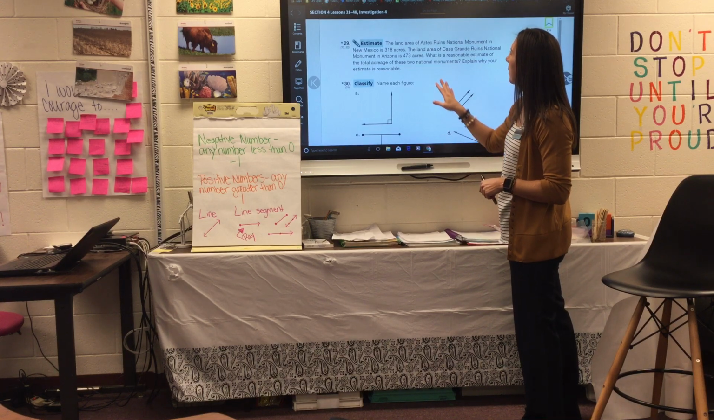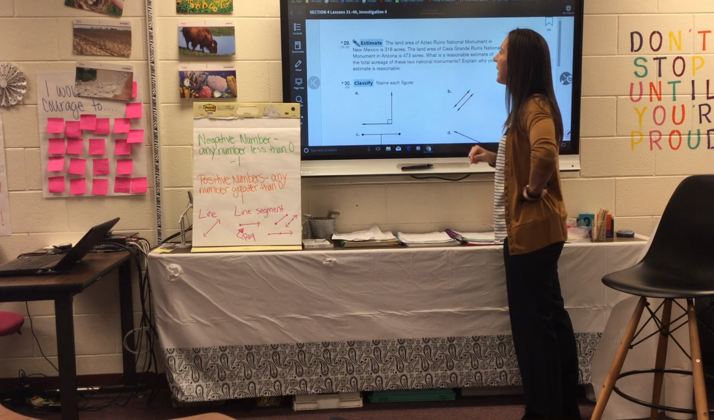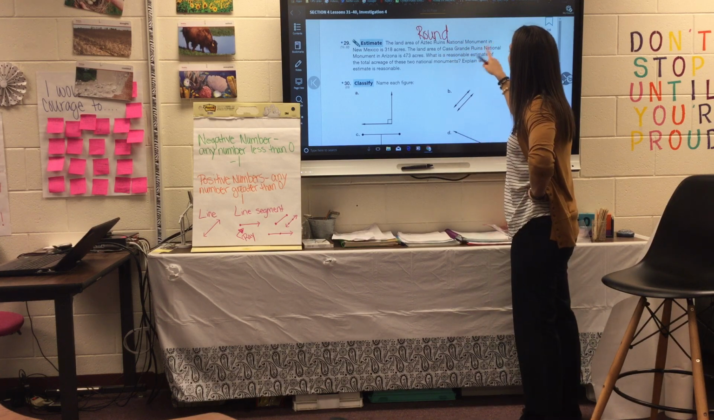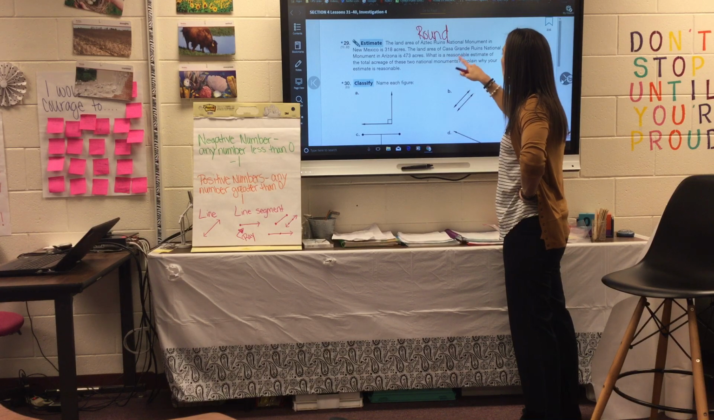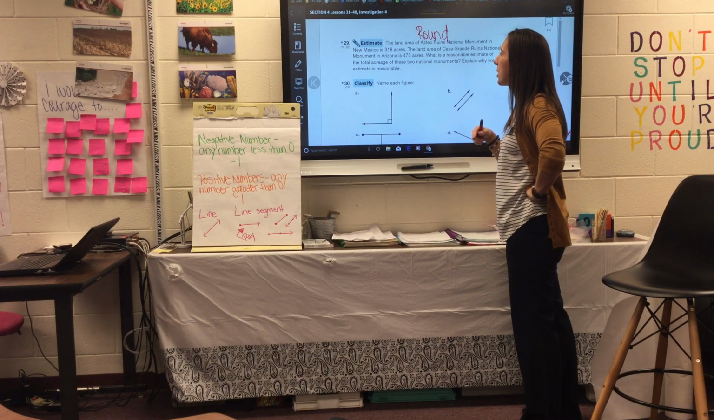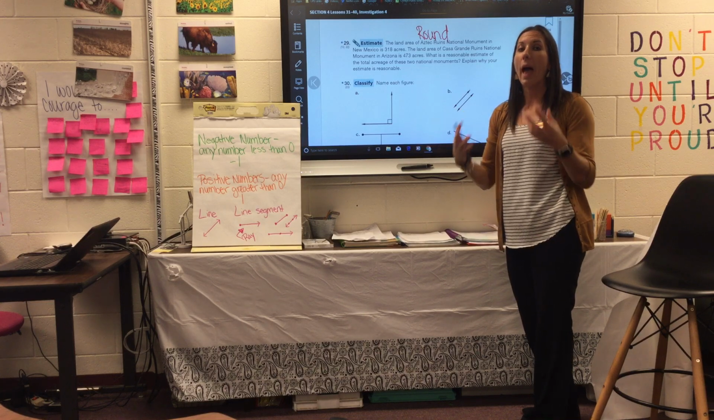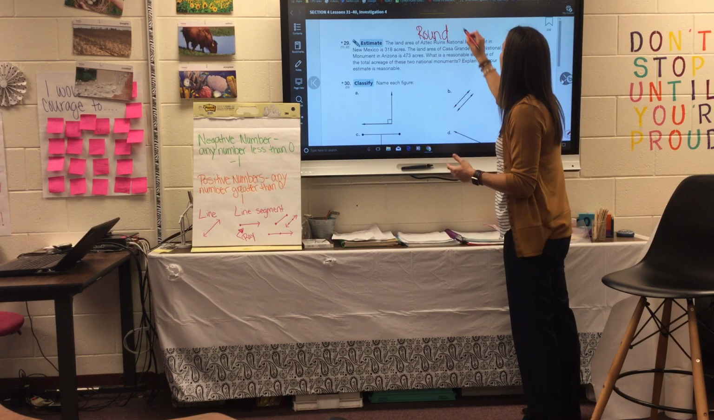And then estimate. So the land area of Aztec Ruins National Monument in New Mexico is 318. So estimate means to round. The land area of Casa Grande Ruins National Monument in Arizona is 473. What is a reasonable estimate of the total acreage of these two national monuments? You're just going to add them after you round them to the greatest number, which would be the hundreds place.